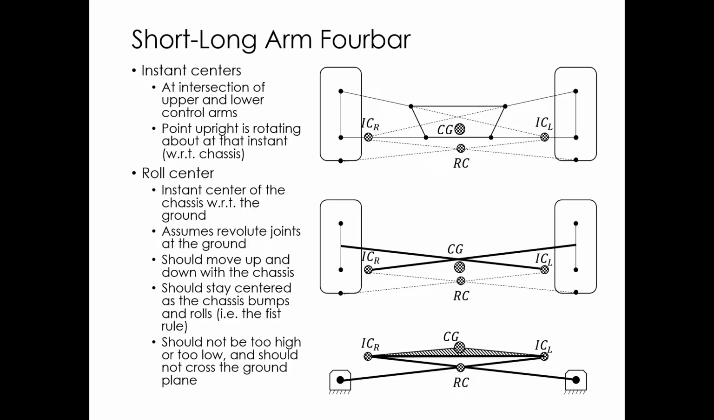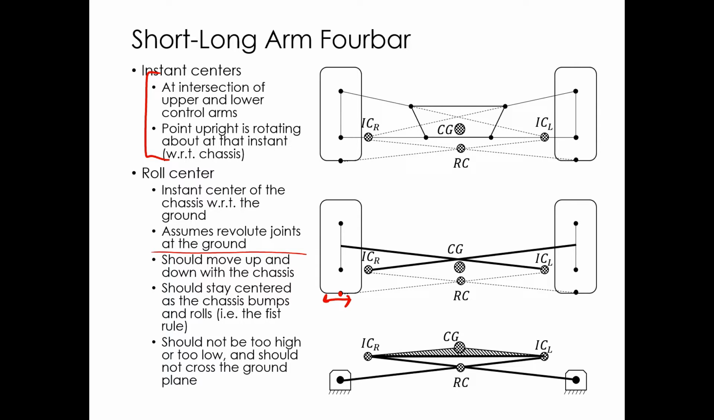So I'll make sure I've covered all my points here. Instant center is pretty easy to find. It's just the instant center for the 4-bar for the left and right. Roll center is the instant center of the chassis with respect to the ground. I haven't talked about this assumption, which turns out to be a bad assumption. We're assuming that the contact of the tire and the ground is a revolute joint. That's a bad assumption. Tires can scrub. So what that means is when your car bumps up and down, the tires actually are going to scrub in and out a little bit.